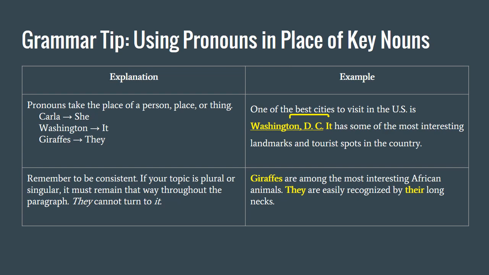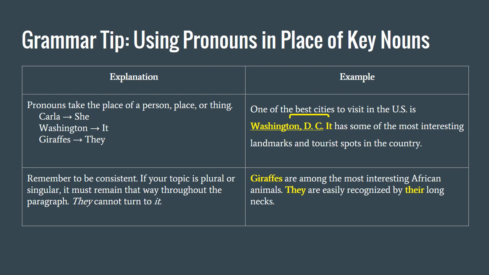First, let's look at the explanation. Pronouns take the place of a person, place, or thing. So, for example, Carla would turn into the pronoun "she." Washington would turn into "it," or any other thing or place or idea. Giraffes, which is plural, would turn into "they."